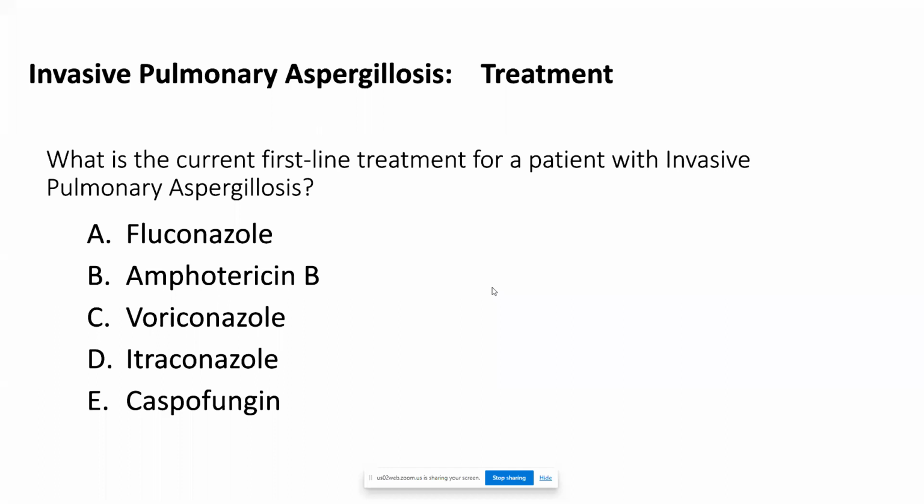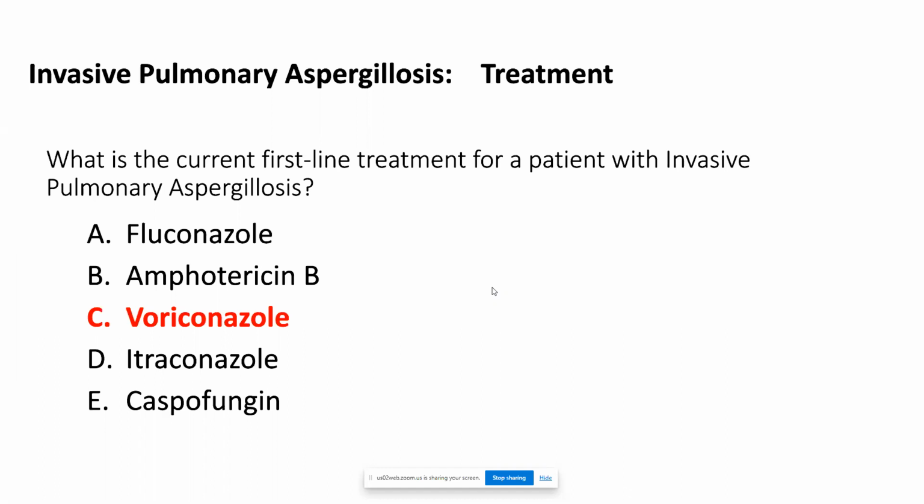Okay, which is the current first-line treatment for a patient with invasive pulmonary aspergillosis? Fluconazole, Ampho-B, Vori, Itra, Caspofungin. You're probably going, oh, where's the Nizlafungin? Where's that? I don't see that. Yeah, I'm not giving you that one. Got your answer?